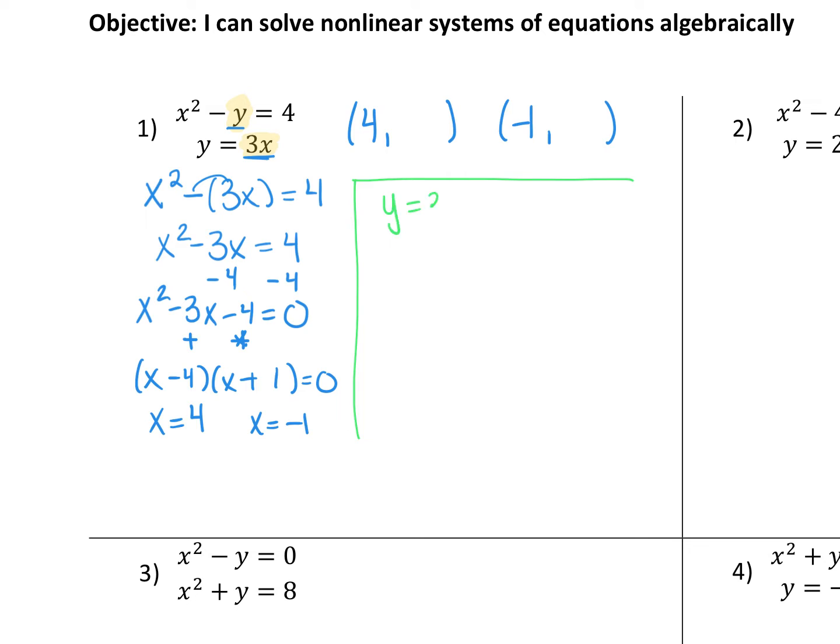So I'm going to use the second equation because it's y equals 3x, and I'm going to plug in 4, and I would get 12. So 4, 12 is one solution. Then I'm going to do the same thing, but with a negative 1, and I'm going to get negative 3. So then my other solution is going to be negative 1, negative 3.